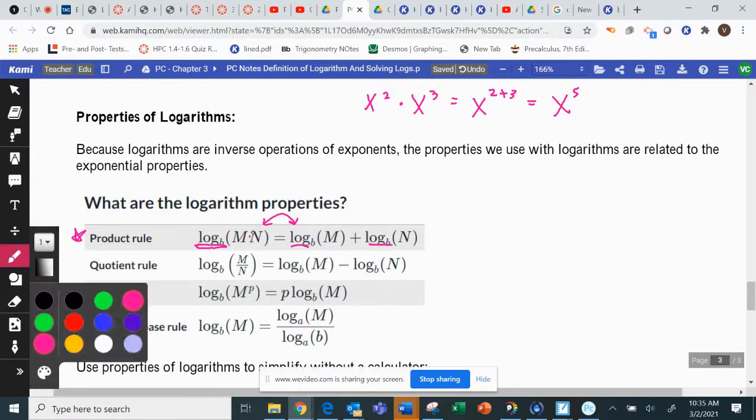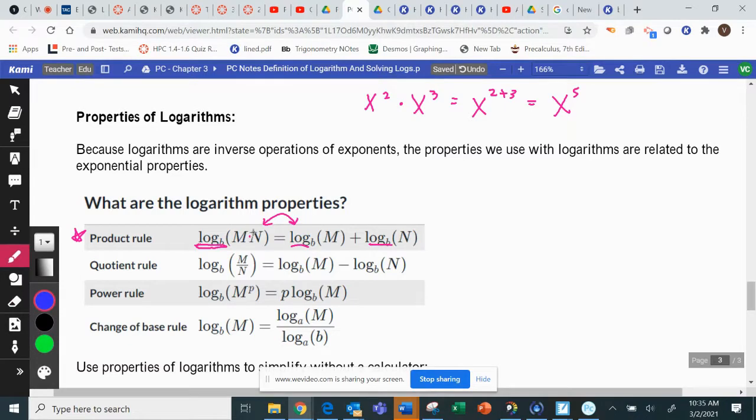My second one, the quotient rule, let's say I had x to the 10th over x to the 3rd. You guys would tell me that's x to the 7th because we do 10 minus 3. We subtract when we are dividing. So here the rules are consistent with that.